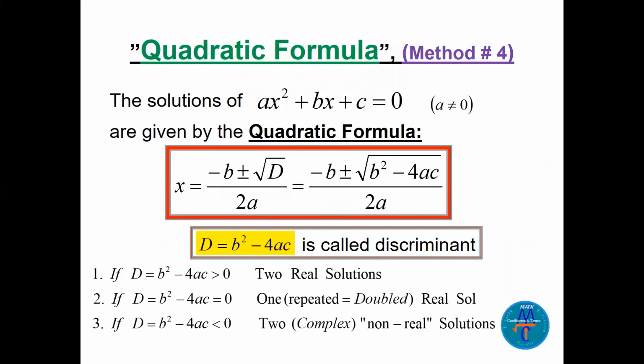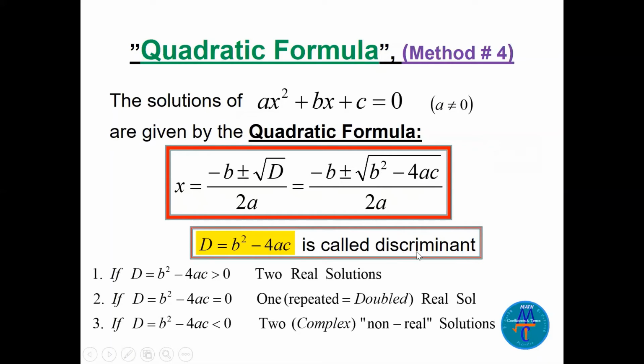Quadratic formula, this is method number 4. I think everybody knows this formula, a nice formula: x is equal to minus b plus or minus the square root of b squared minus 4ac. See this value here, b squared minus 4ac, some books call it capital D, some books call it delta, but it is called the discriminant. B squared minus 4ac is called the discriminant. That's the number under the radical. See, it's not included with the radical here. It's under the radical.